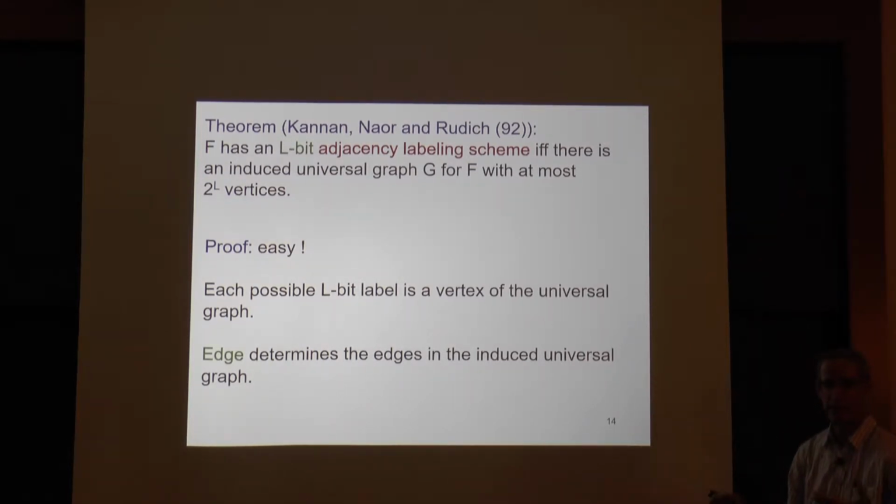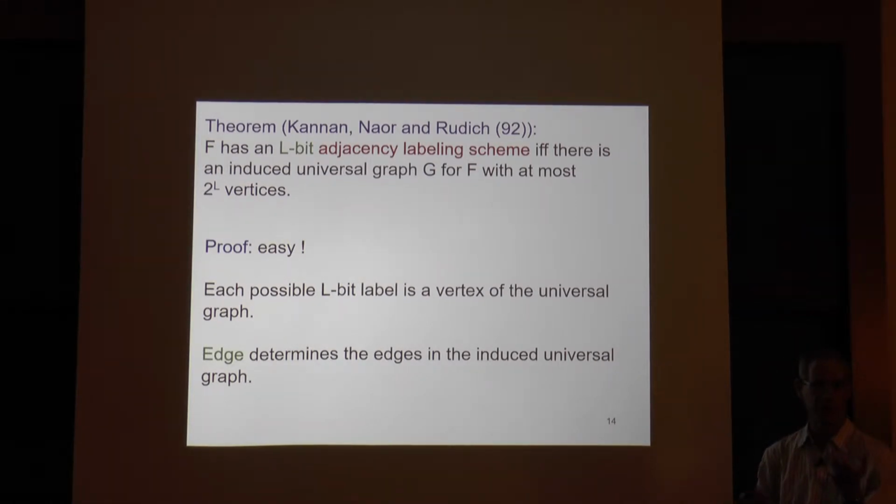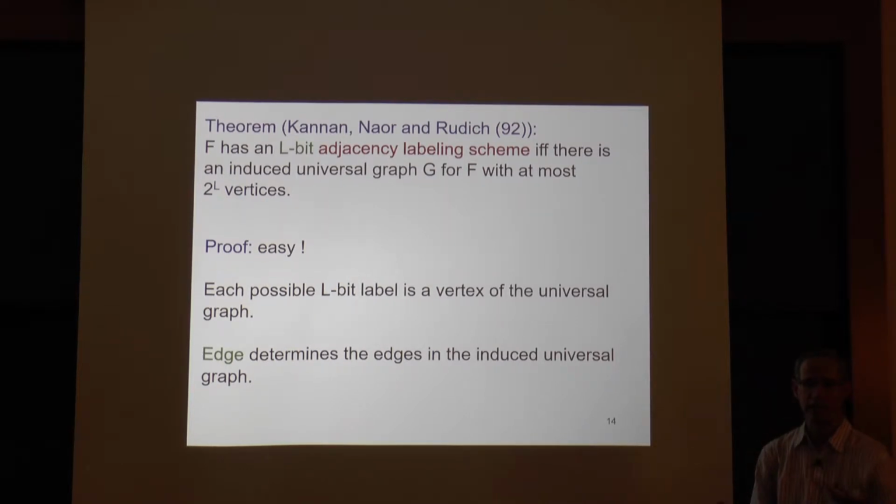If we have this adjacency labeling, then each label is a vertex of the graph, right? So if we have labels of size L, then we have 2 to the L vertices. And then the algorithm edge tells us which two labels are connected or not. And why does this contain every graph as an induced subgraph? Because every graph from the family has a labeling. So we give it a labeling, and we go to these vertices, and we have this graph there as an induced subgraph, just by the definition of the labeling scheme. And the converse is also true. If I have an induced universal graph for the family, then the label will just be the name of the vertex. When I want to give labels to a graph, I find it as an induced subgraph, and the labels that I give are the names of the vertices. So these two things are basically the same.